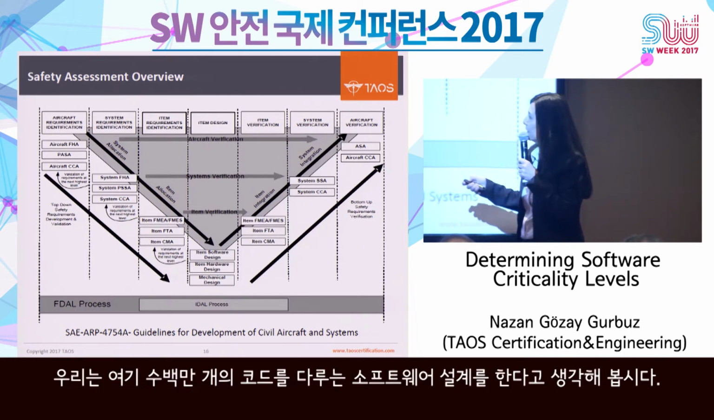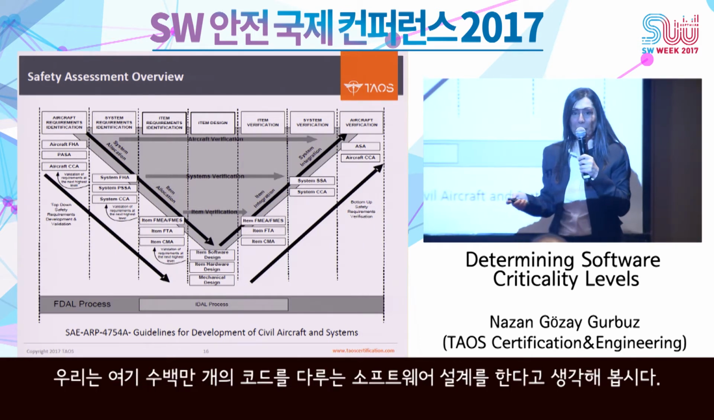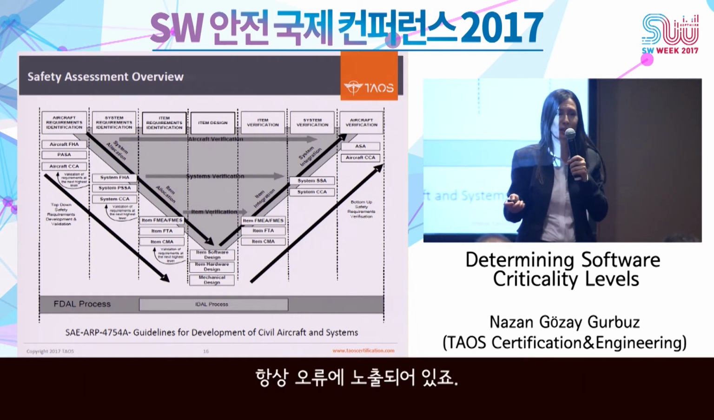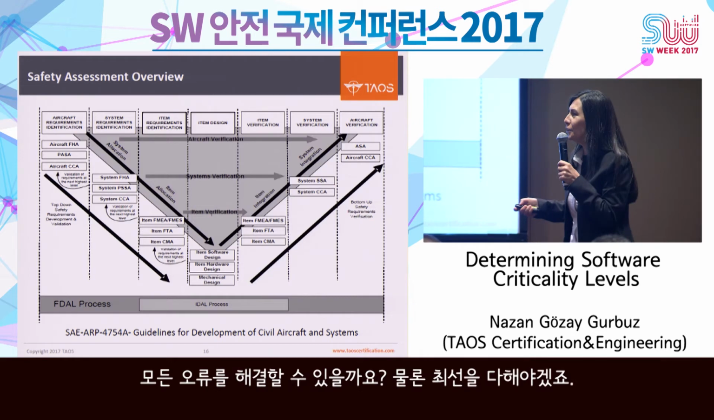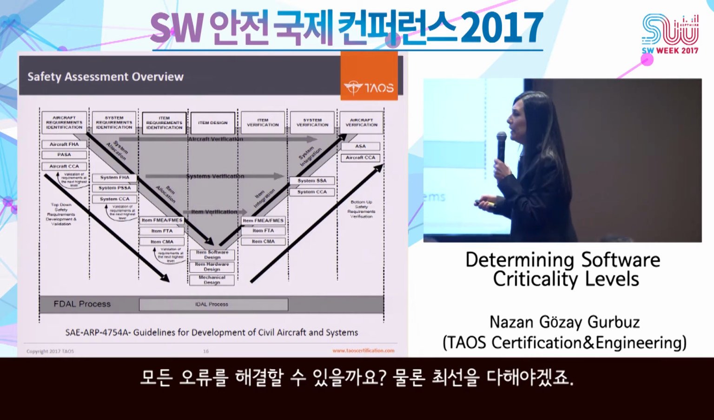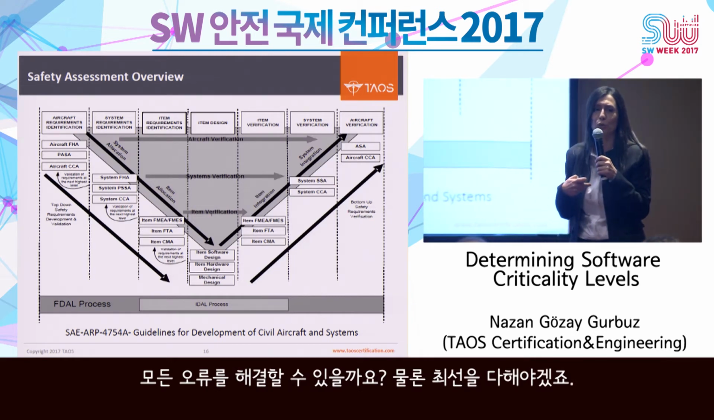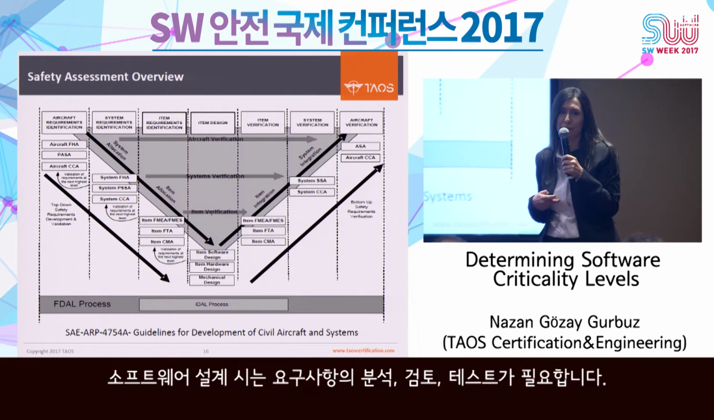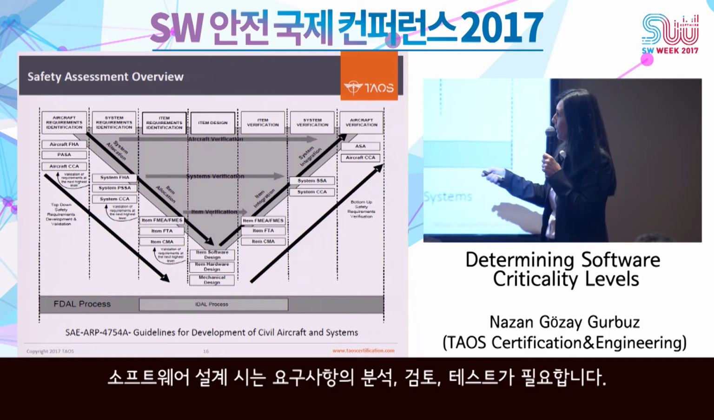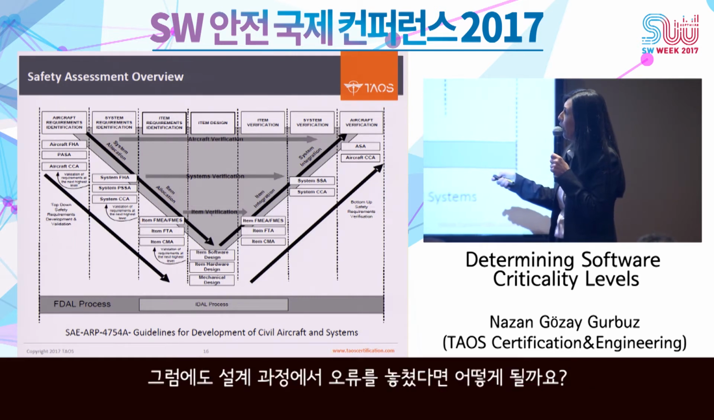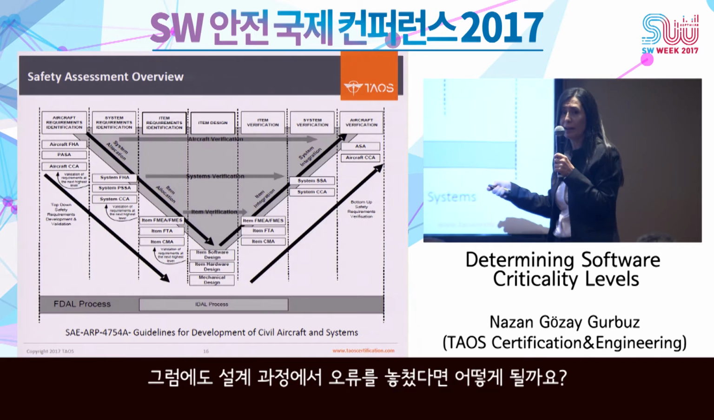Now we are here: software design, millions of lines of code, so open to fault and error, right? So can we really mitigate all error? We should do our best to do that, right? Test, review, analysis of requirements, software design. And what happens if we miss an error or fault in our software design?